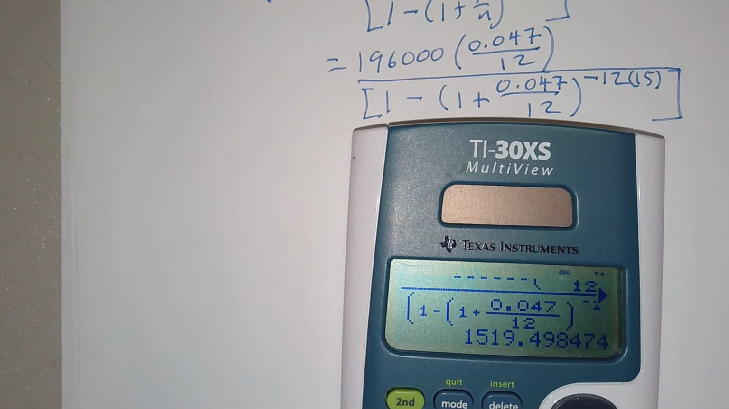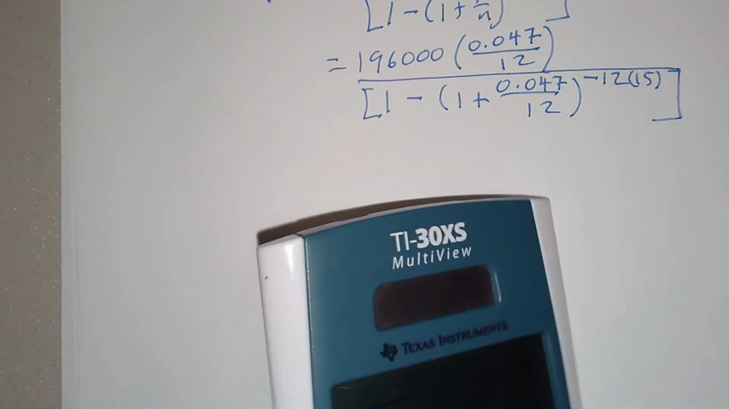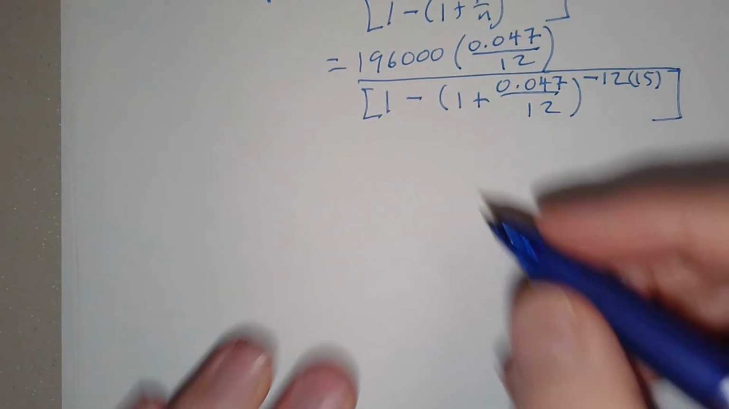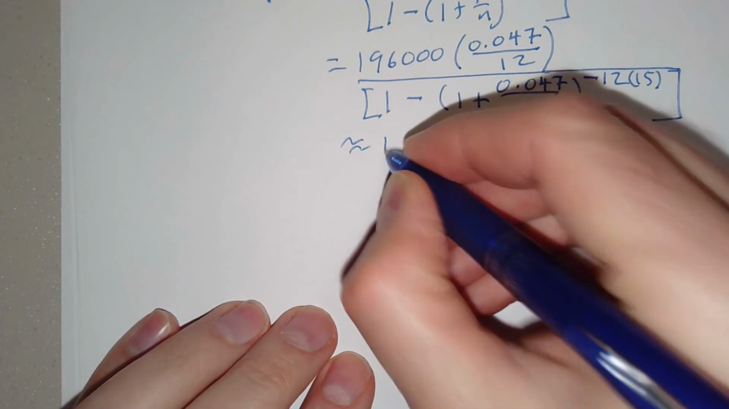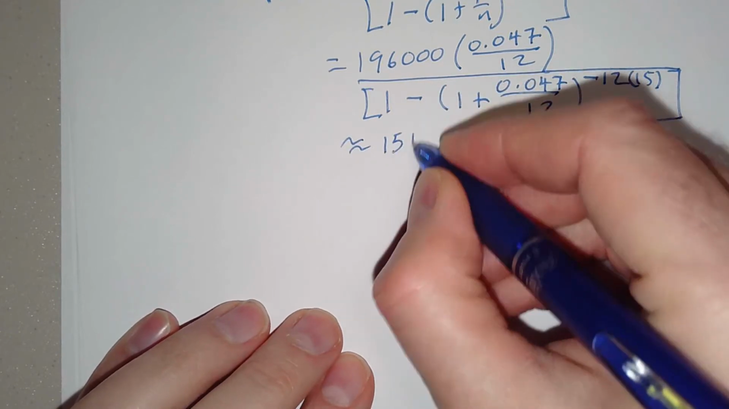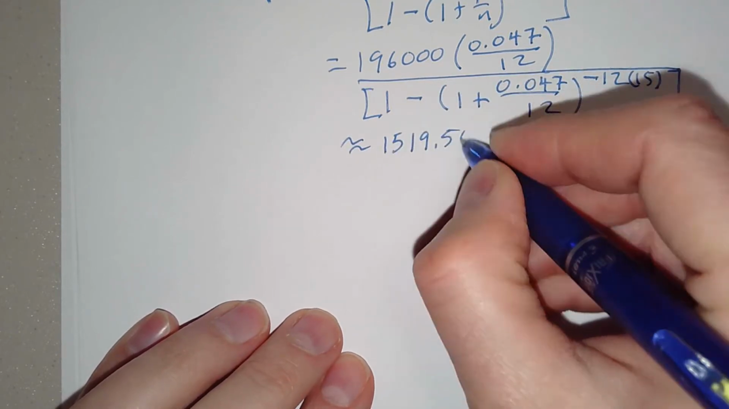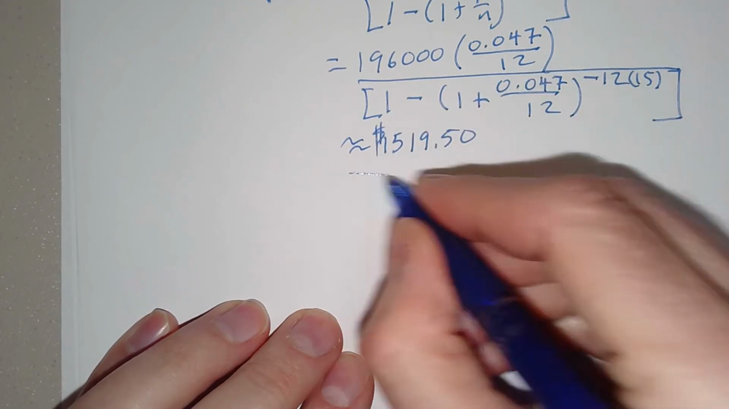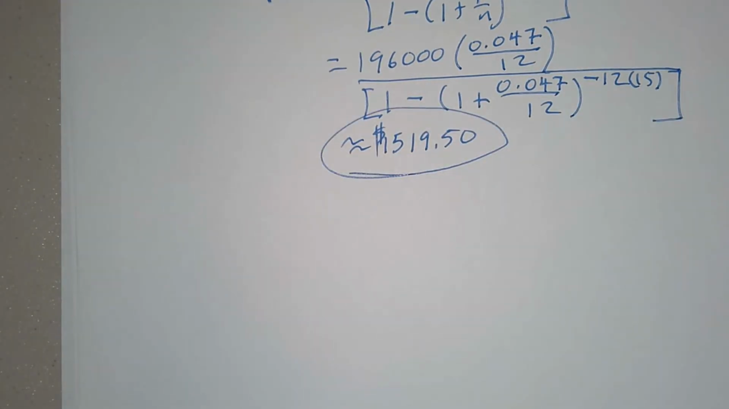So it looks like it's $1,519.50 for our mortgage payment. And of course, that does not include escrow or insurance, but they didn't ask us to include that, so we're not.